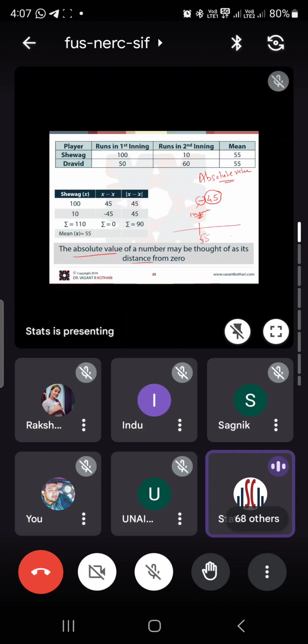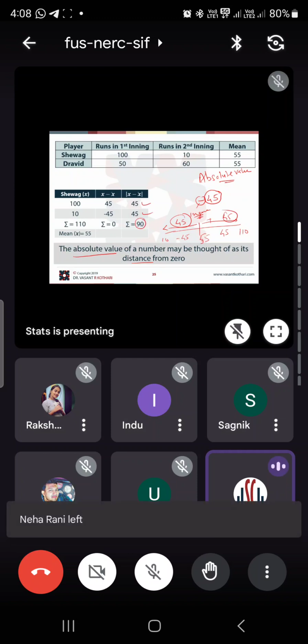Imagine this is like a 55, 110, and this is a 10. So this is minus 45, this is plus 45. So what we are doing, we are taking the distance. How much this 10 is away from 55 is 45 points. How much 110 is away? 45 points. So this 45 plus 45, and that is what, a 90.